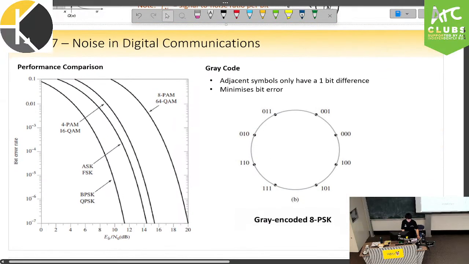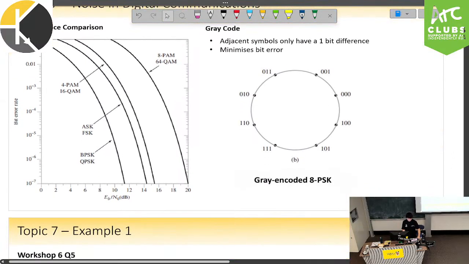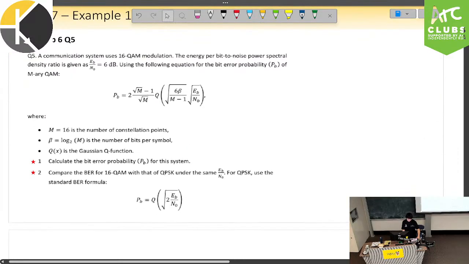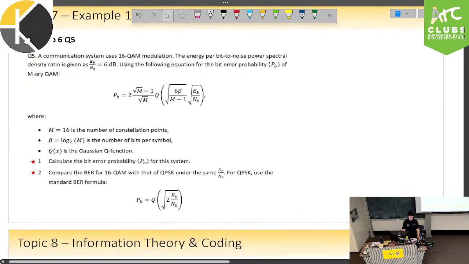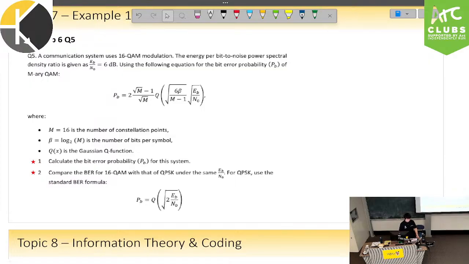Noise in digital communications, yes, we see Gray code once again, and we have this general workshops question. Quite frankly, this question doesn't offer the most insight. You're really just plugging in numbers and getting a bit of a feel for it. We know that M is 16, log base 2 of M is the number of bits per symbol, which is given by beta. If it's 16, we know that's going to be 4.